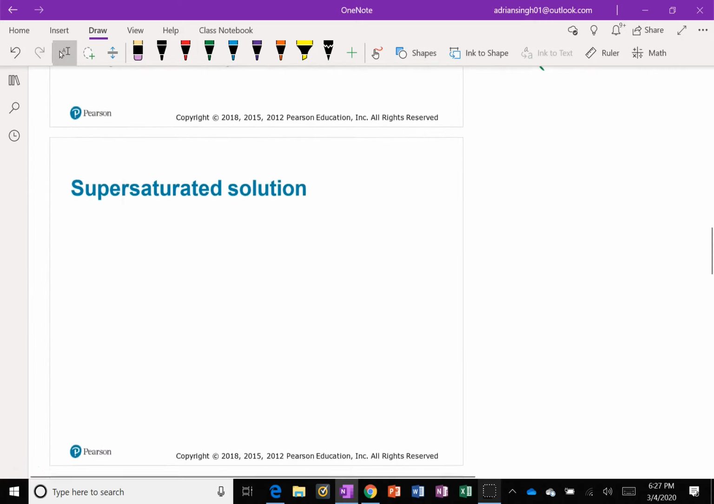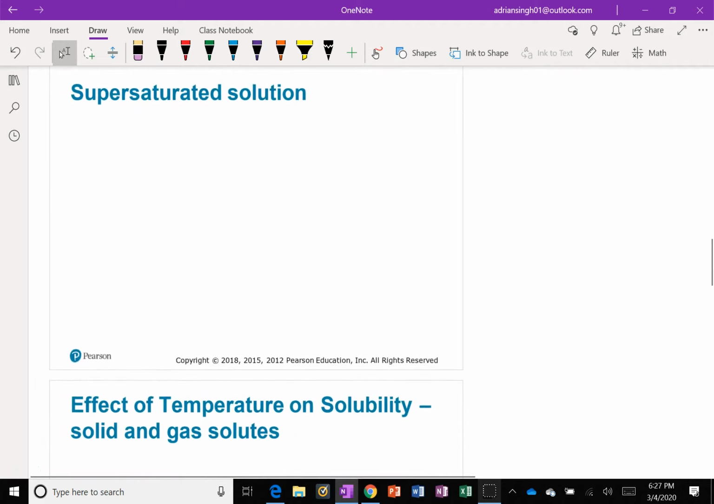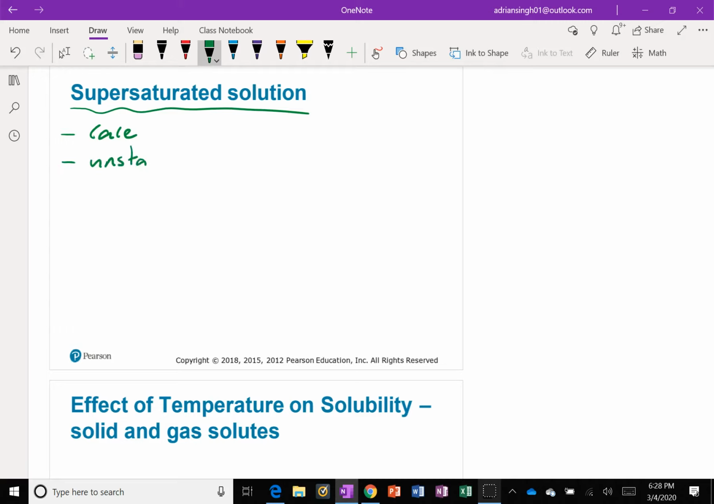So there's a third type of solution that you may encounter, which is very different than the other two, and this is called a supersaturated solution. And a supersaturated solution, first of all, it's rare. You don't see it very often. And it's unstable. Not unstable in the sense that it's going to explode, but unstable from a different perspective. I'll explain that here in a second.